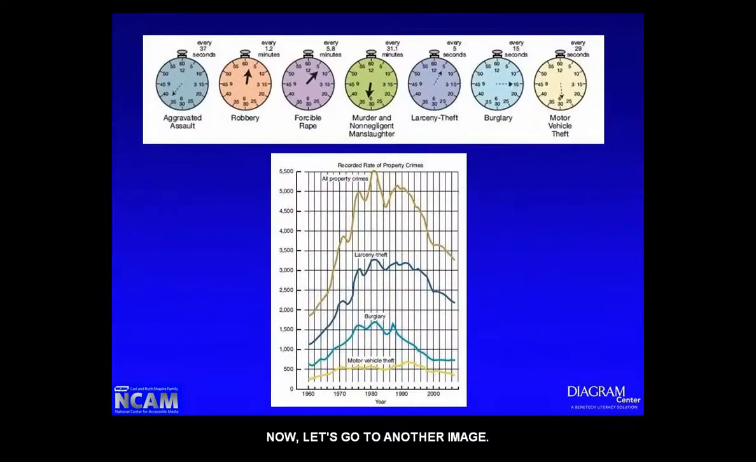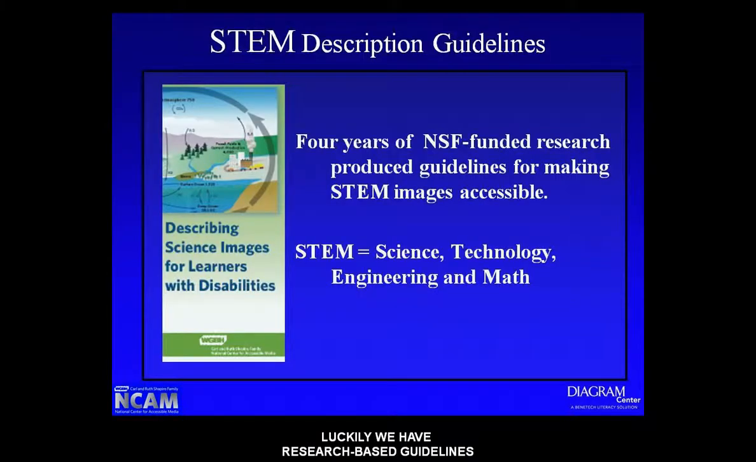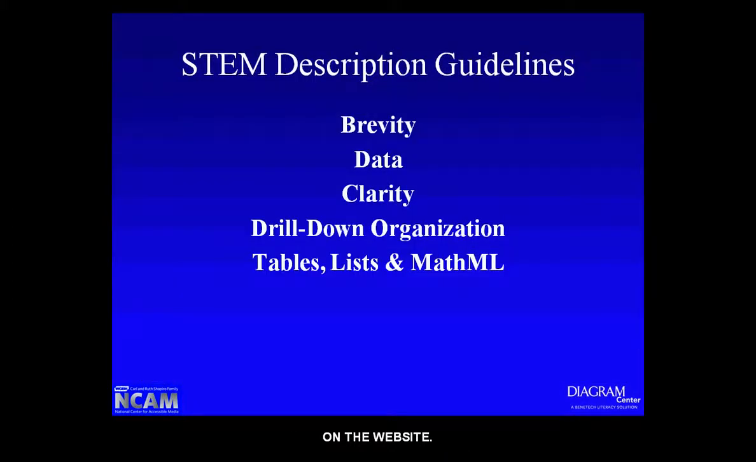Now let's go to another image. I've separated them here. We'll look at them one at a time. That's a good candidate for description. Luckily, we have research-based guidelines to help us in our description writing. You can simply Google STEM description guidelines, and there's lots of information there. You can also find these as part of the Diagram Center website.